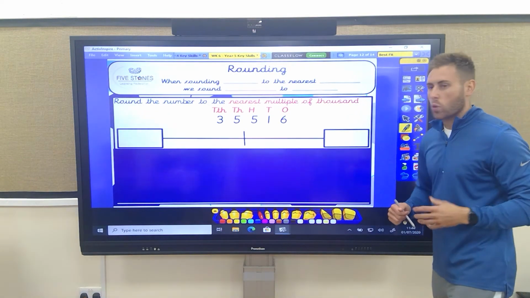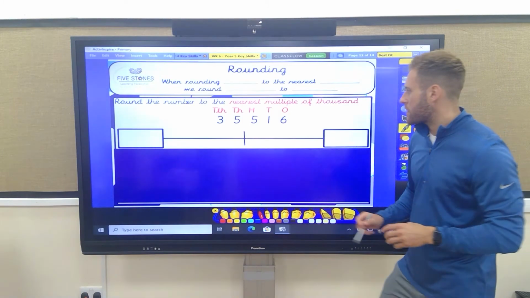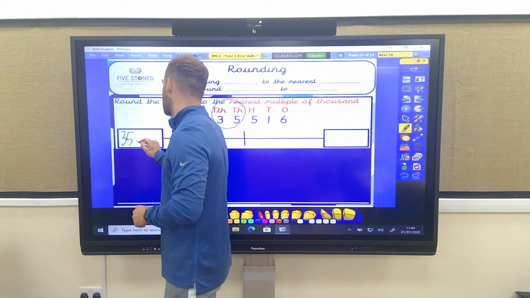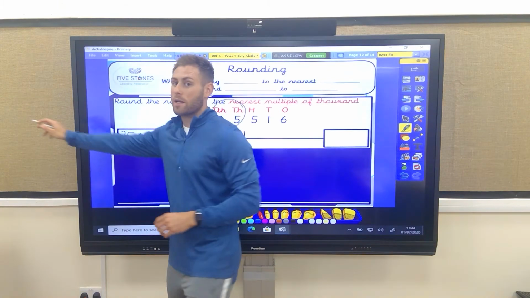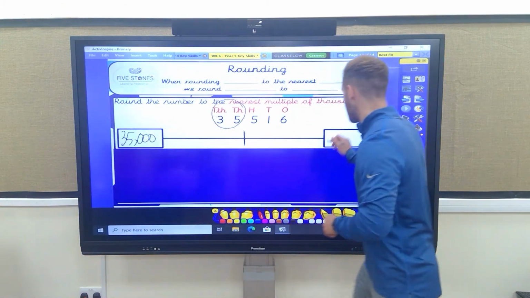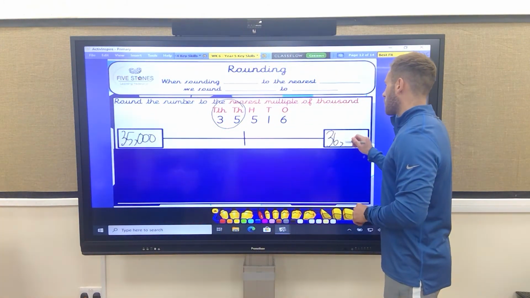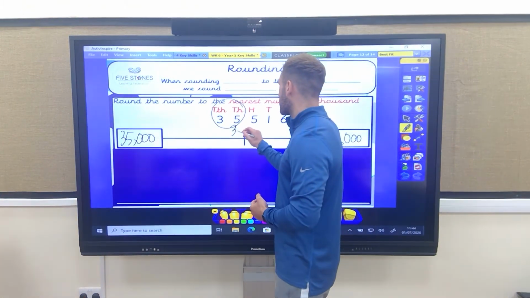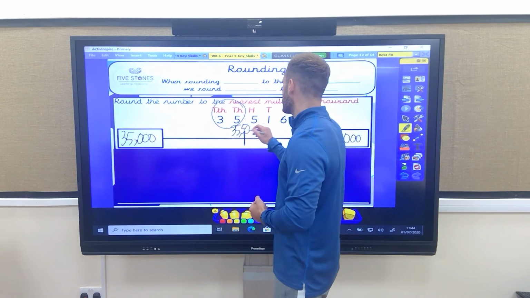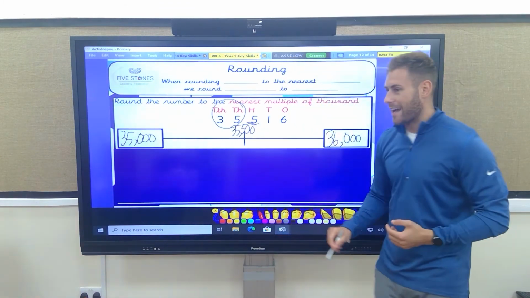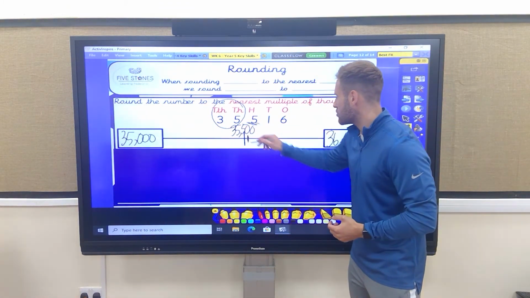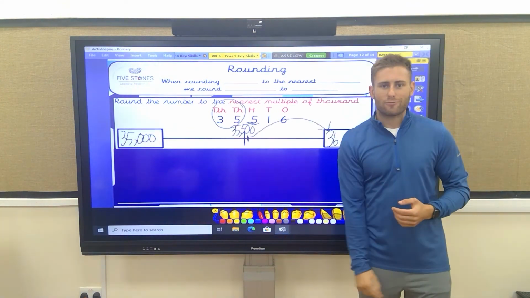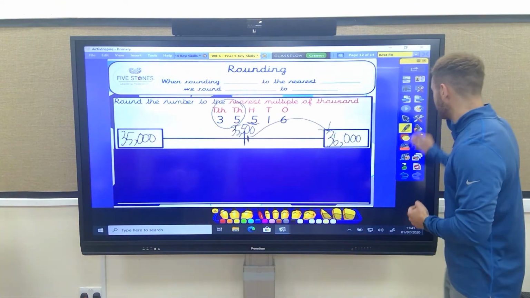Right, so where are we currently at with nearest multiple of 1,000? We're currently at 35,000. Beforehand we would have been at 34,000, 35,000, now we would move to 36,000. Our midpoint would be 35,500. Are we at there? Yes, we're actually at 516, meaning we're just a little bit past it, meaning we would need to round up to 36,000.